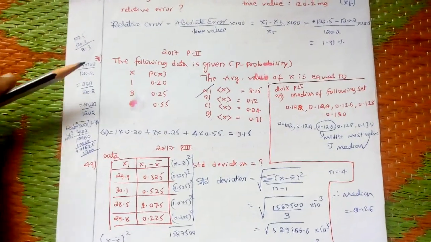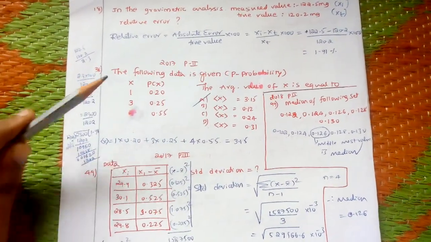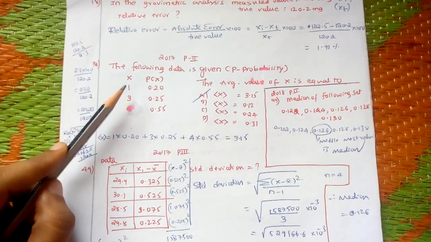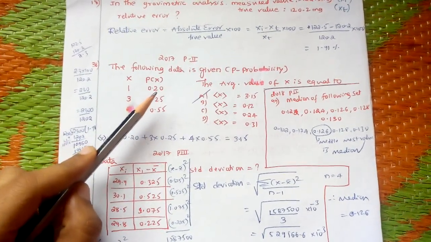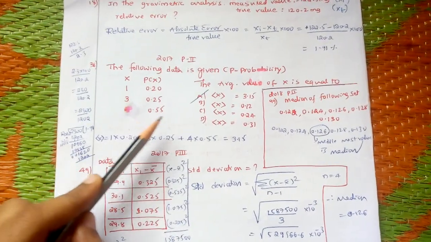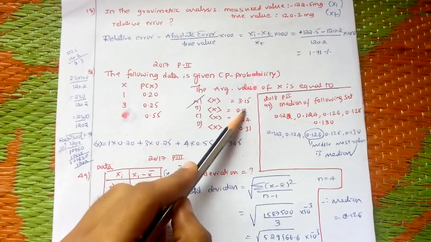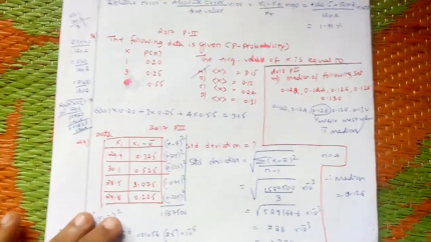In 2017 they gave probabilities and asked for the average value. For this average value, what you have to do? Simply 1 into 0.20, 3 into 0.25, and 4 into 0.55. On adding these you will get the average value, that is 3.15.